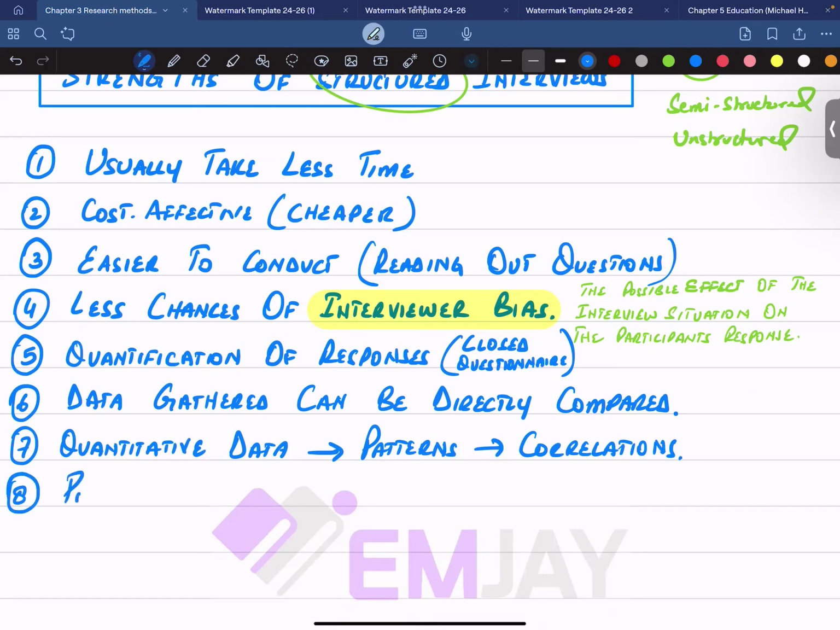Again, another advantage that could possibly be used over here: positivists. Remember, I had mentioned this in the previous lesson as well. Positivists support using quantitative data, numeric data. Positivists favor structured interviews because they generate responses that can be coded and compared. Structured interviews can also be replicated to check for reliability and allow generalizations.